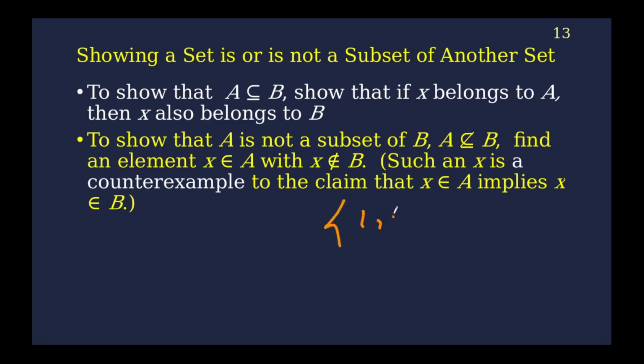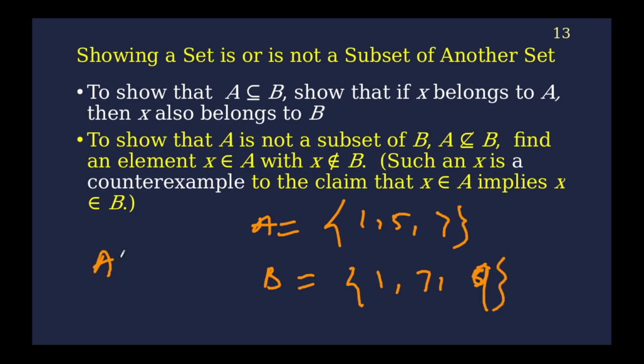For example, say A equals 1, 5, 7 and B equals 1, 7, 9. Now we want to prove that A is not a subset of B. For that, you need to find one element of set A, which is 5, which is not in B. By proving only one element is not part of B, we can say that A is not a subset of B. But to show that A is a subset of B, we will have to check all the elements of set A and whether they are in set B or not.